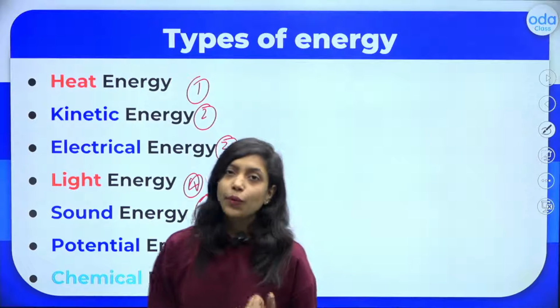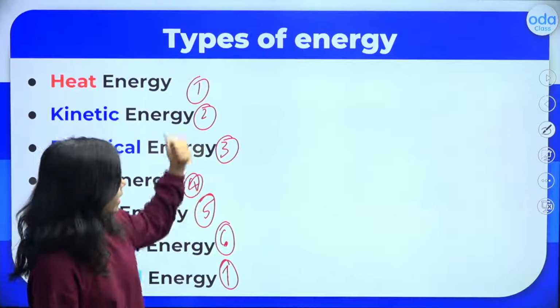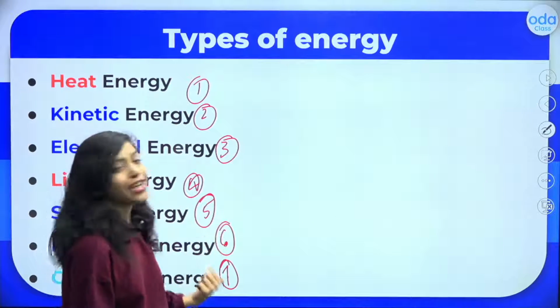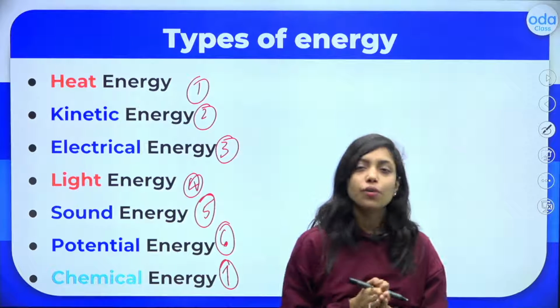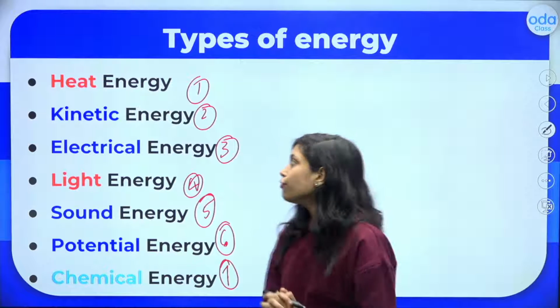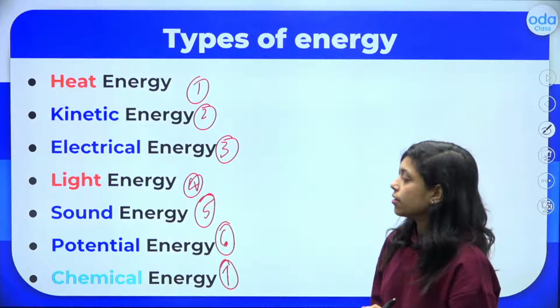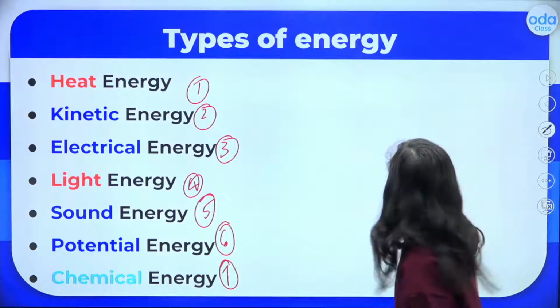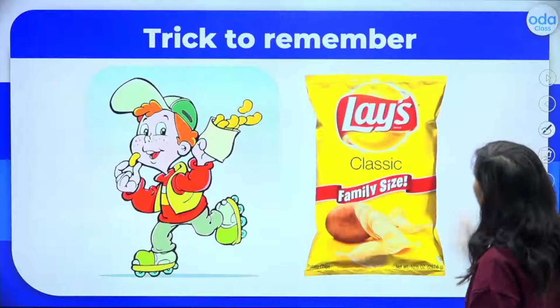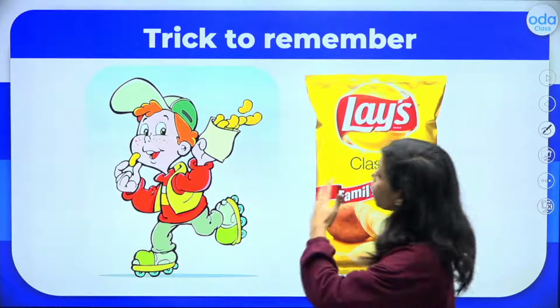So now tell me, how many of you are facing difficulty in remembering all these 7 types of energy? Let me know. Be honest with me, it's okay, I'll give you some trick to remember. Yes, you might get confused, heat, kinetic and everything, but don't worry, you are at ODA class, so you have the trick to remember. So can you tell me what's happening on the screen?